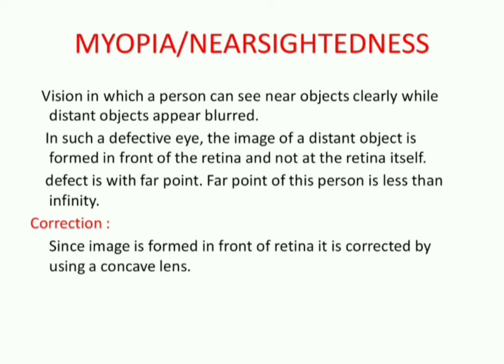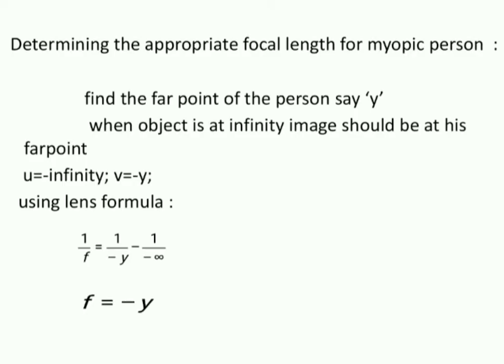Since the image is formed in front of the retina, we have to push the image back onto the retina. It is corrected by using a diverging lens or a concave lens. To determine the appropriate focal length for a myopic person, find out his far point, say it is y. When your object is at infinity, the image should be formed at his far point, because if the image is at the far point, it can be focused on the retina. So u is minus infinity, v should be minus y. Use the lens formula, and you will get focal length equal to minus y, where y is the far point of that particular person.